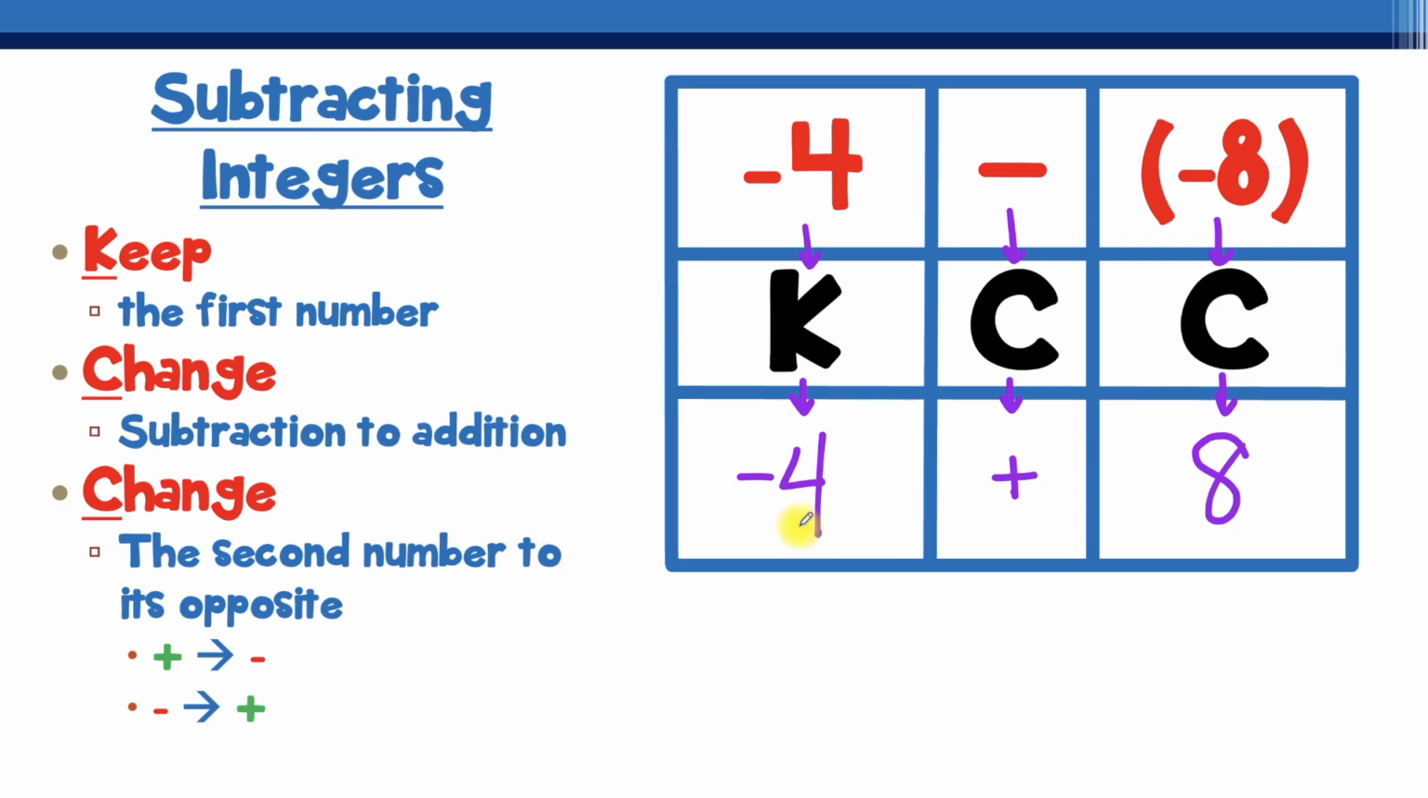Let's think of it this way. Let's say you owe somebody $4 and you have $8. We're going to say have because it's positive. So if you owe somebody $4 and you have $8, the question is, do you have enough to pay back the money you owe? Well, the answer is yes. So after paying back the $4 we owe, we'll still have $4 remaining. So our answer is positive 4. And we could say negative 4 minus negative 8 equals positive 4.